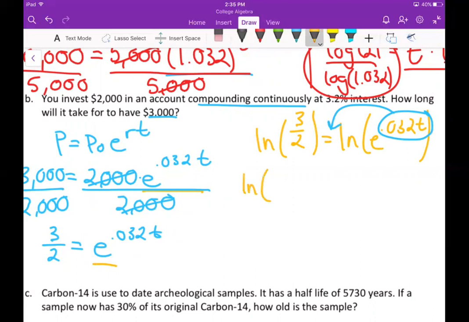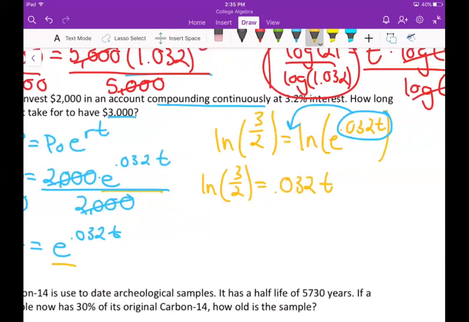We've got ln of 3 over 2, that's just a number, but we don't want to find it yet, is 0.032 times t, and then times the log that's left, times ln of e. Now plug this into your calculator and you'll see why ln works really well here. This part here equals 1, so we don't need it. Anything times 1 is just itself, and that's why it's a little bit simpler.